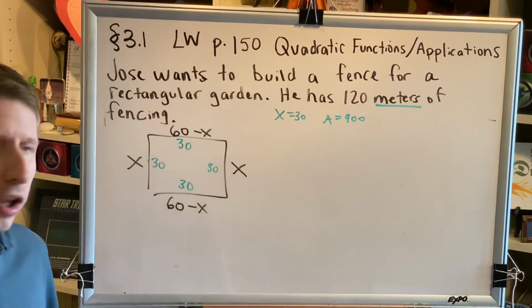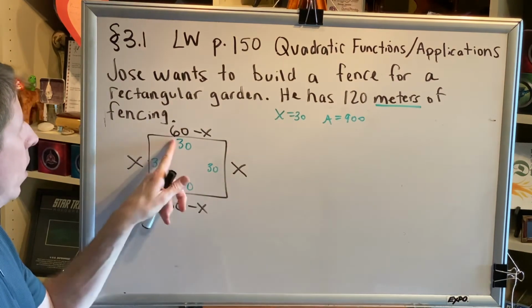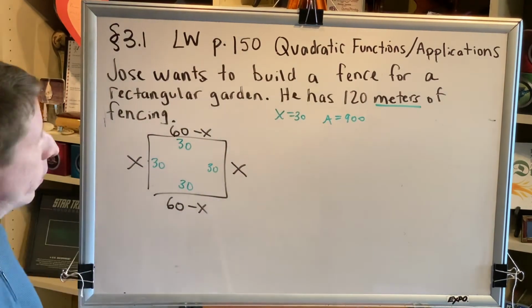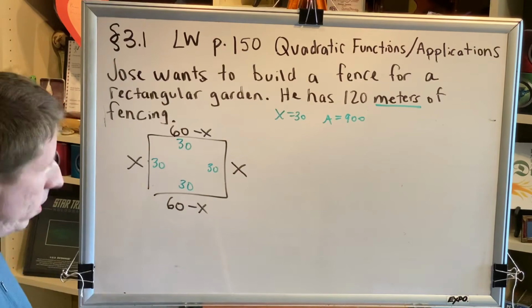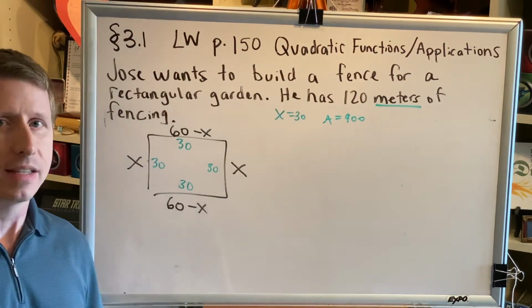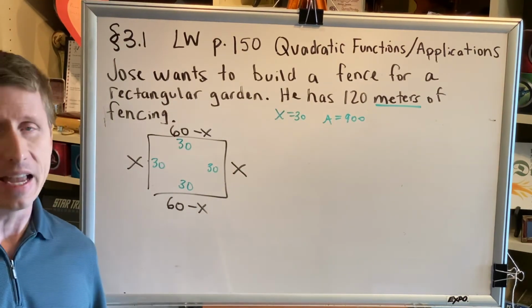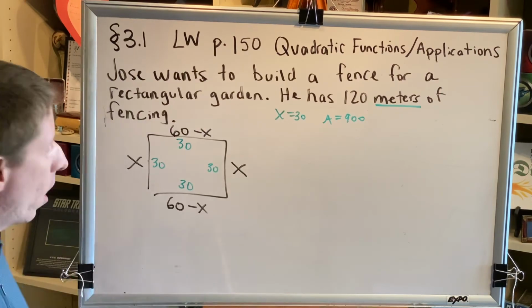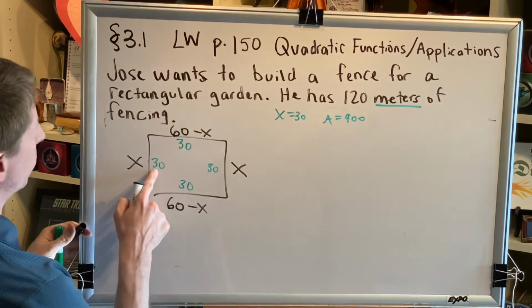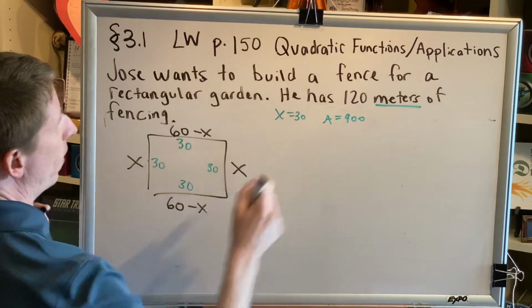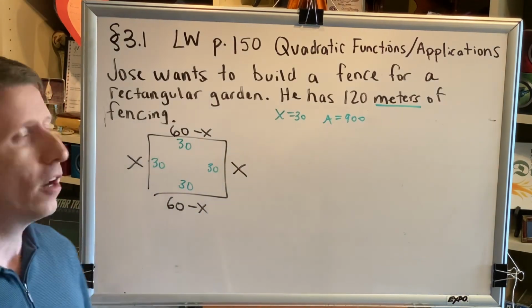So, what do you call a rectangle that has 4 sides of equal length? A square. The type of rectangle that creates the maximum area inside will be a square. And if you multiply 30 times 30, you get the area inside, which is 900 meters squared.